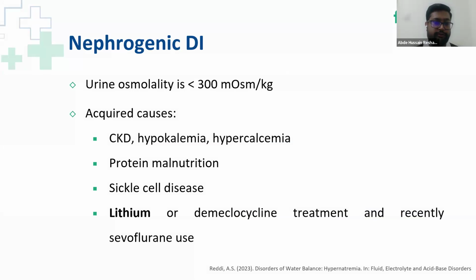The causes that can cause nephrogenic DI are CKD, hypokalemia, hypercalcemia, protein malnutrition, sickle cell disease, use of lithium, which can impair or affect the function of the aquaporins, or demeclocycline treatment, and recently even sevoflurane use has come up as one of the causes for nephrogenic DI.